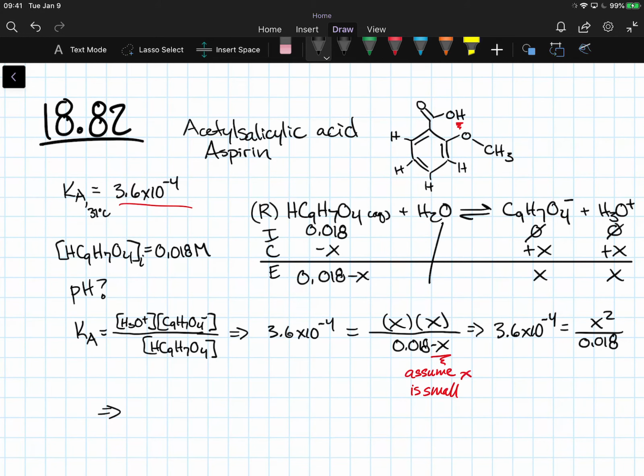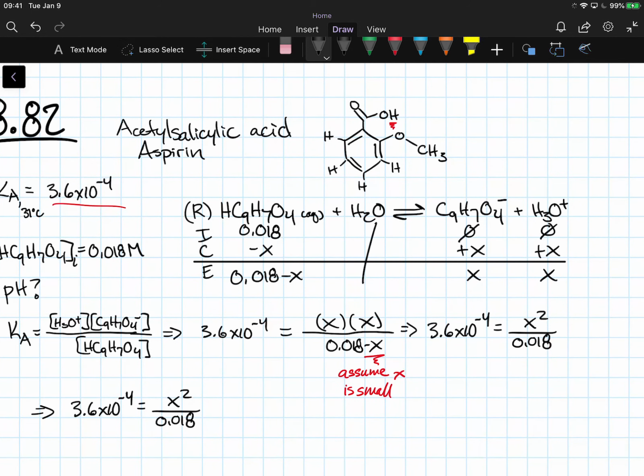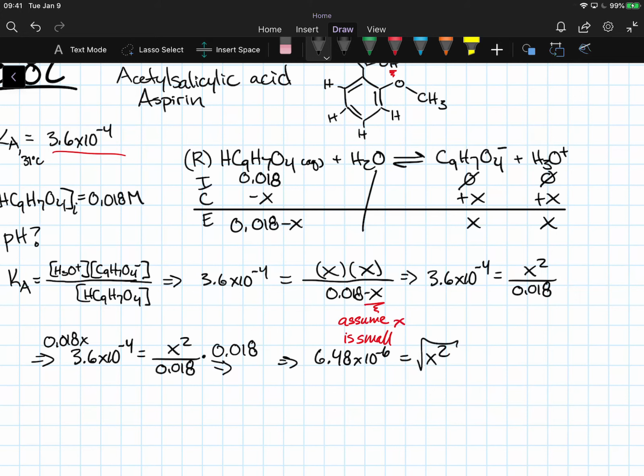So I'm going to multiply both sides by 0.018. And I end up with 6.48 times 10 to the negative 6th is equal to X squared. And we just simply take the square root of both of these. And you end up with X is equal to 2.55 times 10 to the negative 3rd.